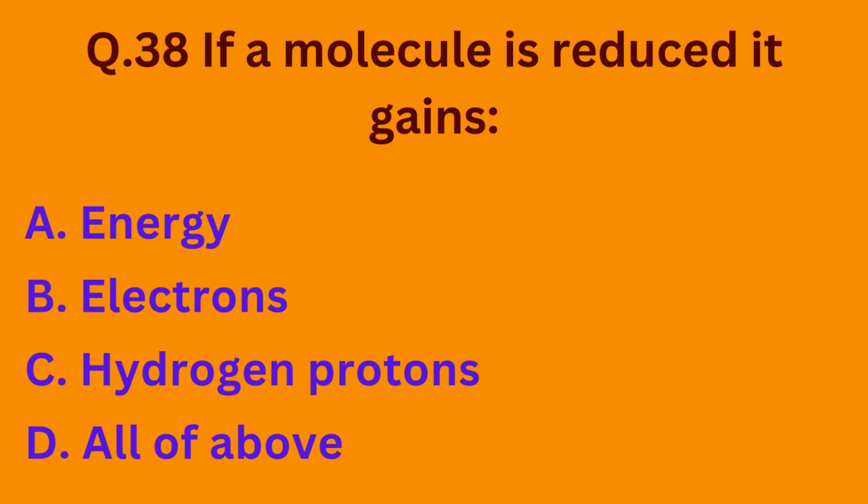Next question is, if a molecule is reduced, it gains option A, energy, option B, electrons, option C, hydrogen protons, and option D, all of above. So students, when a molecule is reduced, it gains electrons. So the correct option is option B.